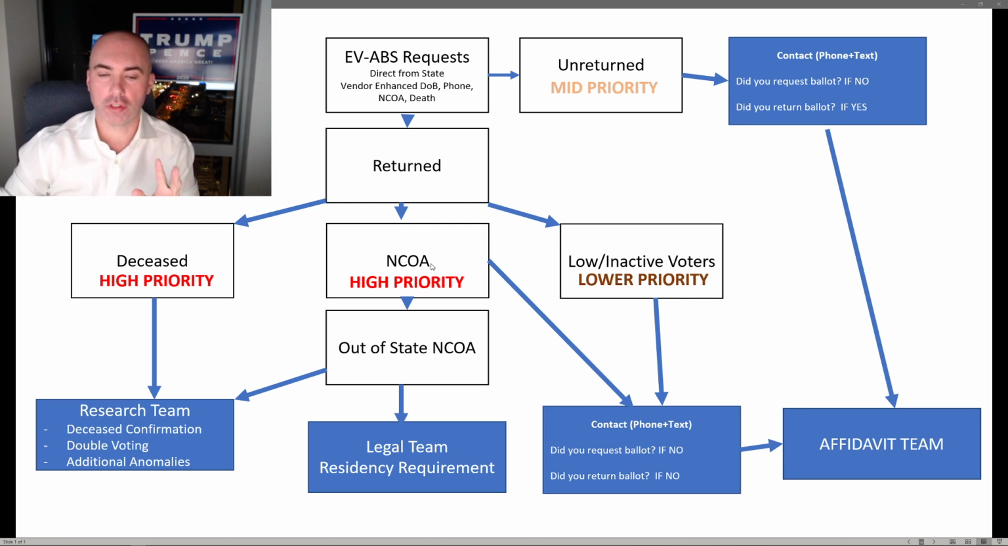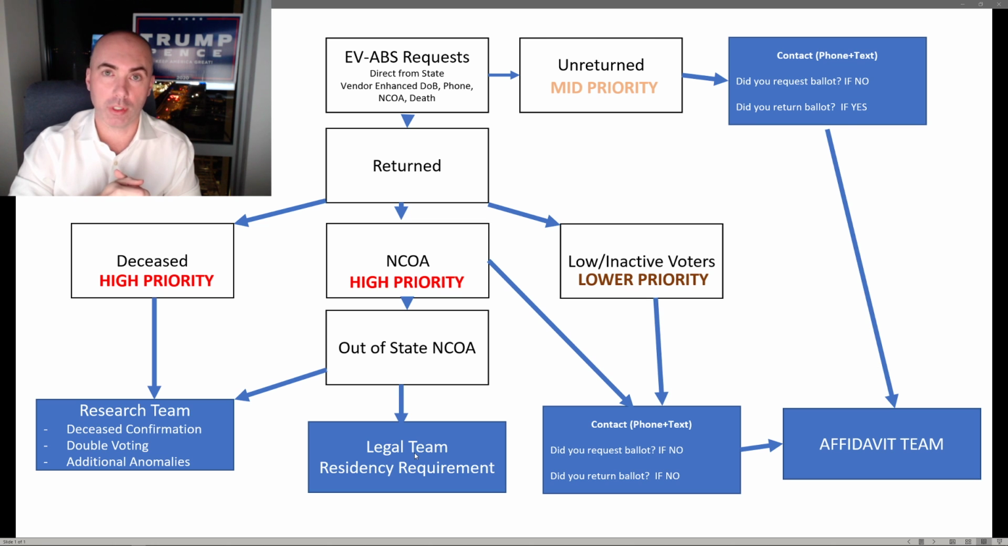We're going to do two things with them. First of all, if they are in fact out-of-state NCOA, we're going to get that to our legal team to evaluate whether that vote was cast illegally due to a lack of a residency requirement. That is in fact an illegal vote. If we can establish that, we'll bring attention to it.